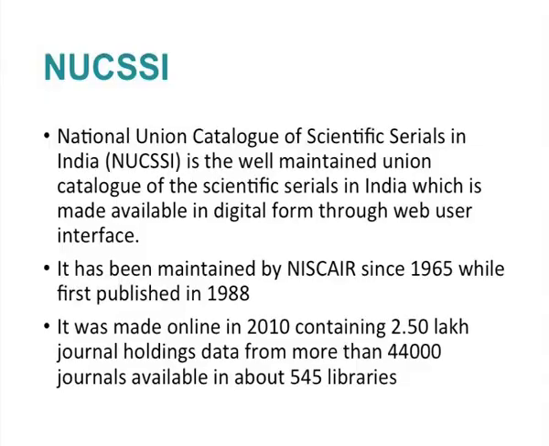Apart from that, there is another initiative in India called NUCSSI, the National Union Catalogue of Scientific Serials in India, a well maintained union catalogue of periodicals and serials, basically scientific serials in India, which is made available in digital form through a web user interface. It has been maintained by NISCAIR, we call it now NIScPR, since 1965. It was first published in 1988 and made available online in 2010, containing 2.5 lakh journal holding data from more than 44,000 journals available in about 545 libraries.